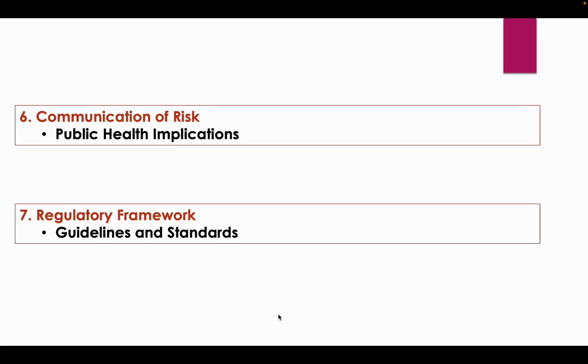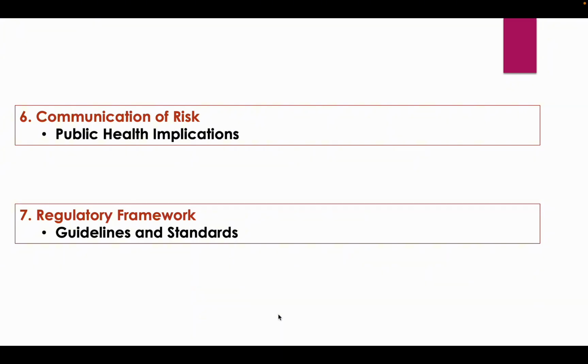So we have the public health implications. And the seventh is the regulatory framework. So we have guidelines and standards. So incorporate findings into regulatory frameworks. So for example, recommendations by organizations like the International Commission on Radiological Protection to establish safety limits and protection measures.